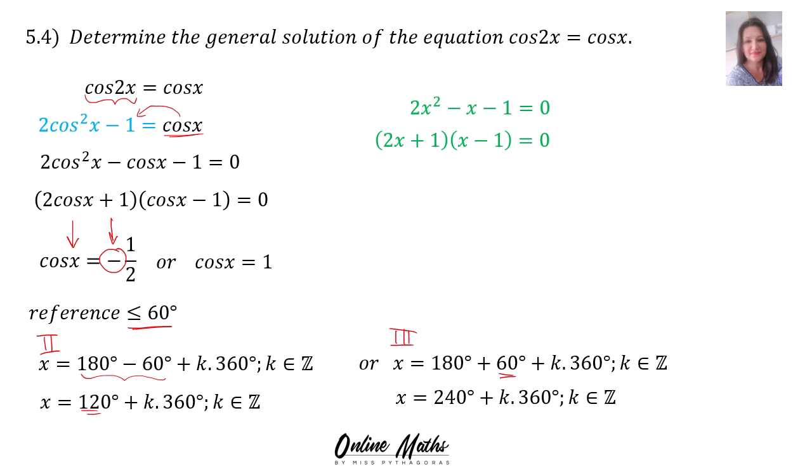And then don't forget about this little one. We still have cos x is equal to 1. So that will happen at x is equal to k times 360. This means every 360 degrees, cos's value, y value, will be 1.